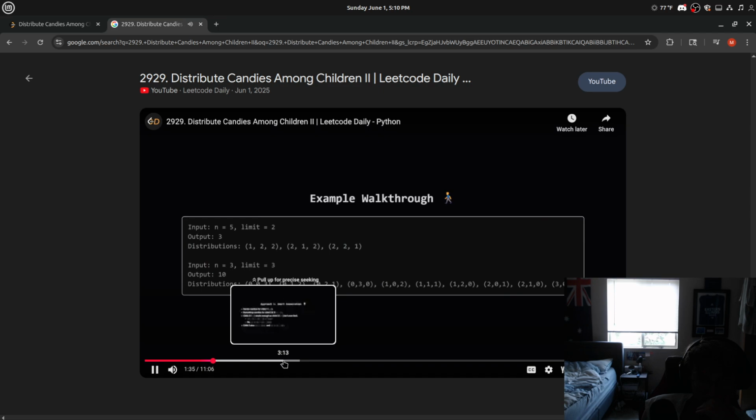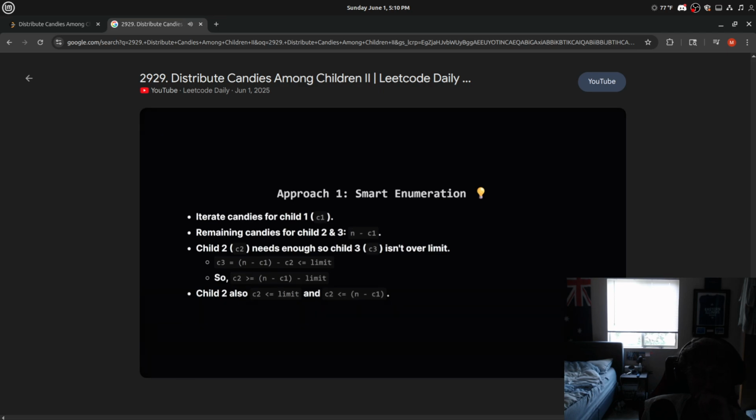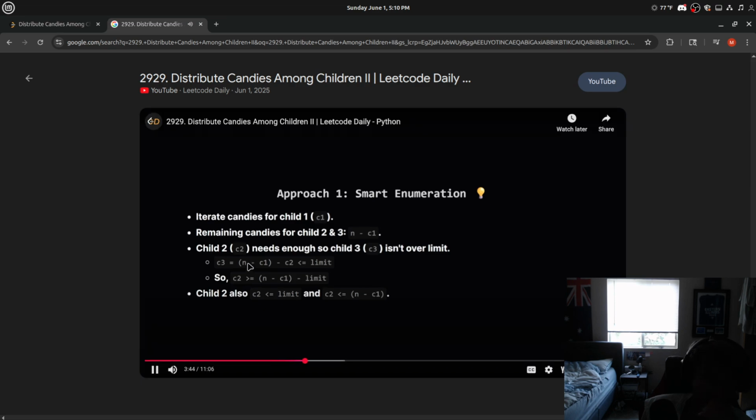What if child 1 gets 2 candies, and we have C_1 candies left for the other 2 children? Let's call this remaining_candies. Now for the second child, say, C_2. They also can't get more than limit, and they can't get more than remaining_candies. But there's another constraint on C_2. The third child, C_3, will get remaining_candies minus C_2, and C_3 must also be less than or equal to limit. This means remaining_candies minus C_2 must be less than or equal to limit.